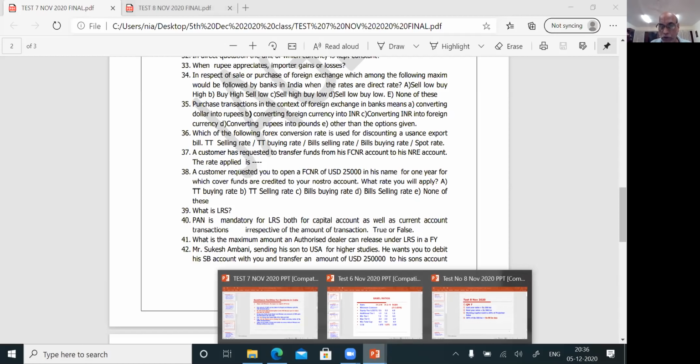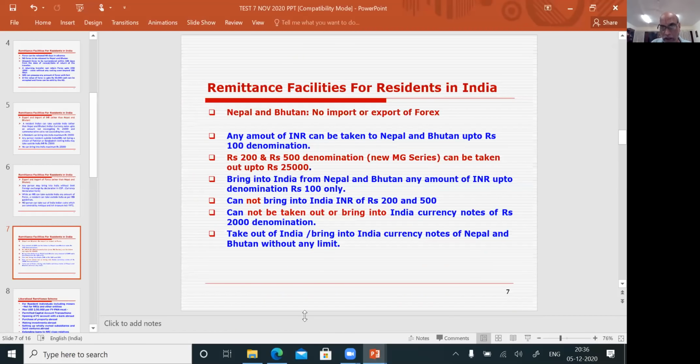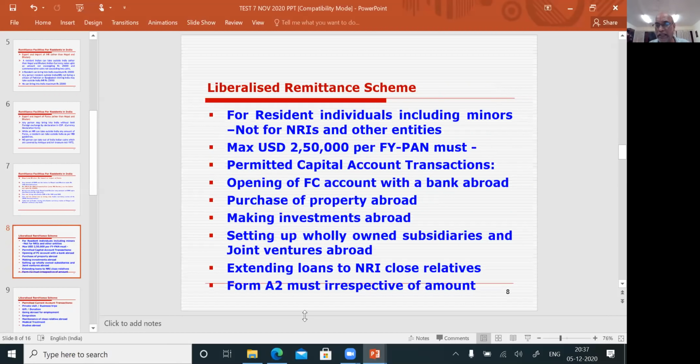Now let's quickly go through the Liberalized Remittance Scheme. You've already seen it. Anyhow, we'll quickly go through it to get an idea to answer a few questions. The Liberalized Remittance Scheme, LRS, is available only to individuals, including minors. It is not available to NRIs, and it is not available to others than individuals. Under the Liberalized Remittance Scheme, today you can transfer up to US dollar 250,000 in a financial year.